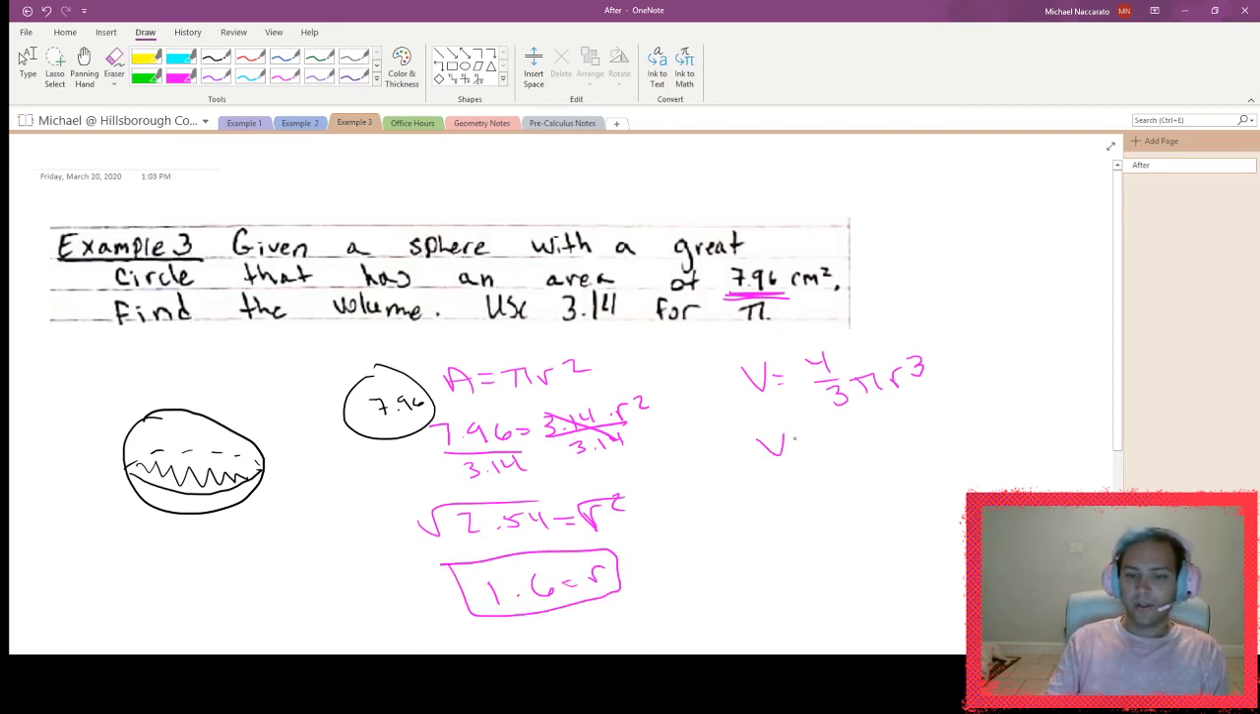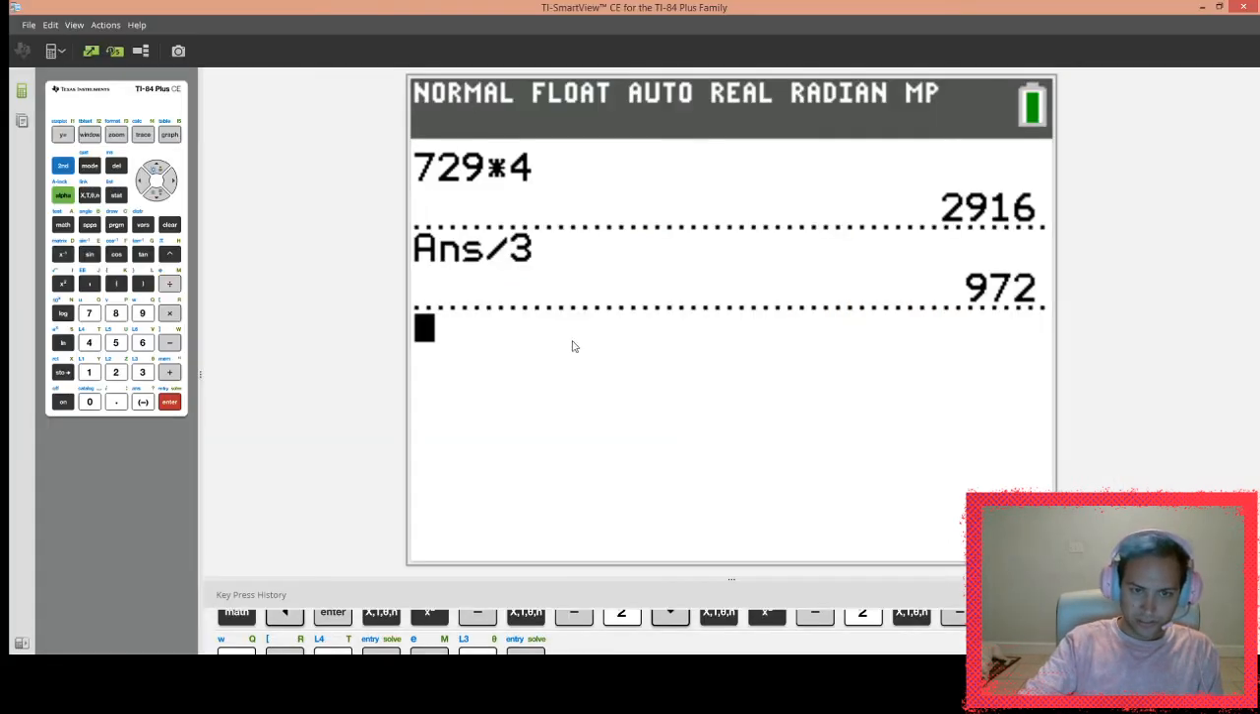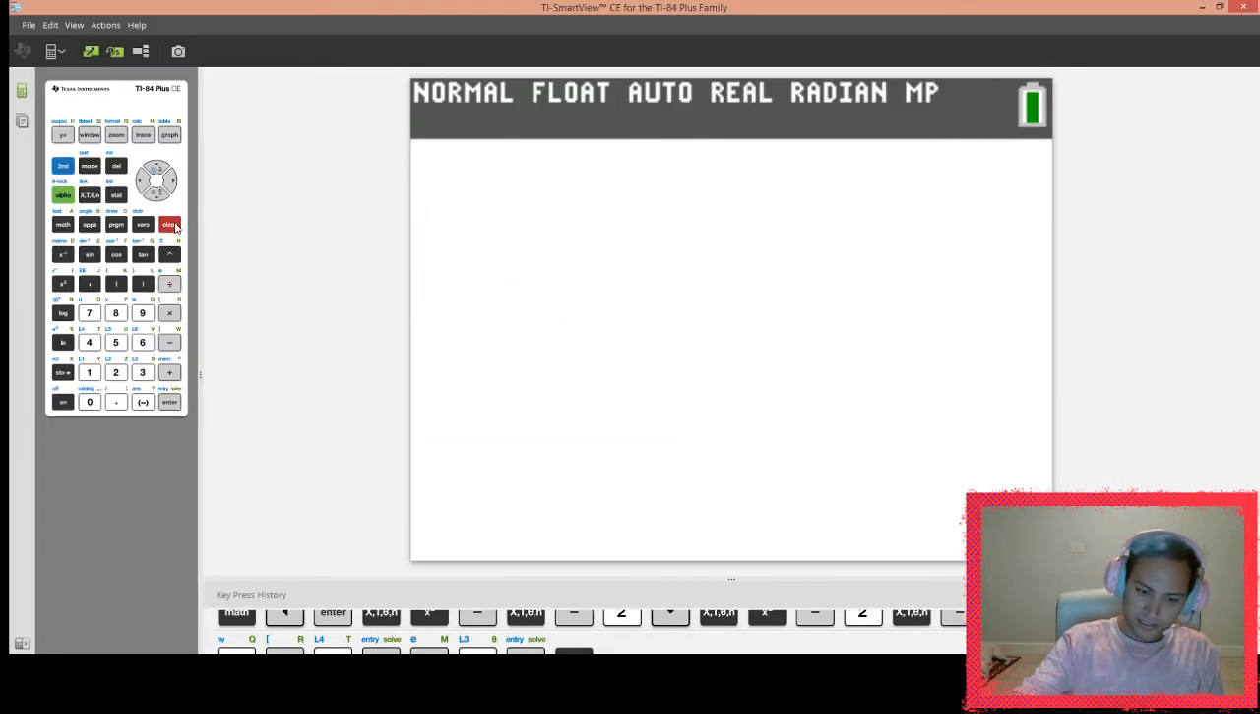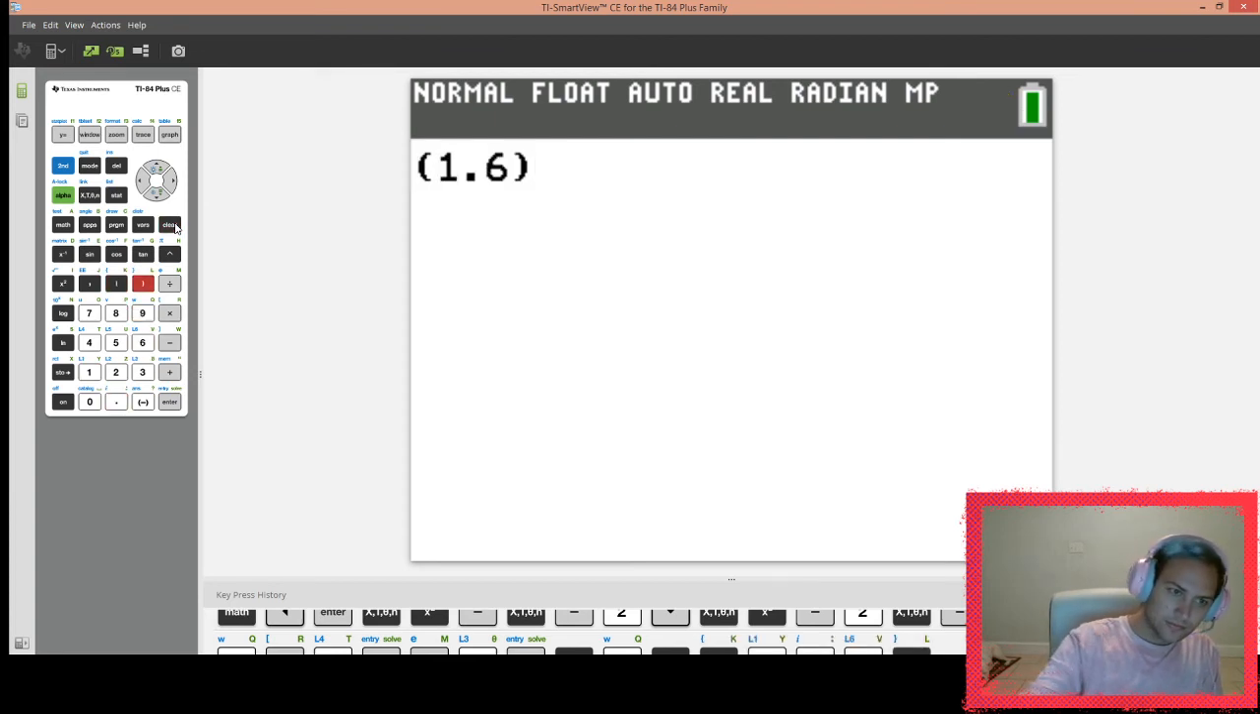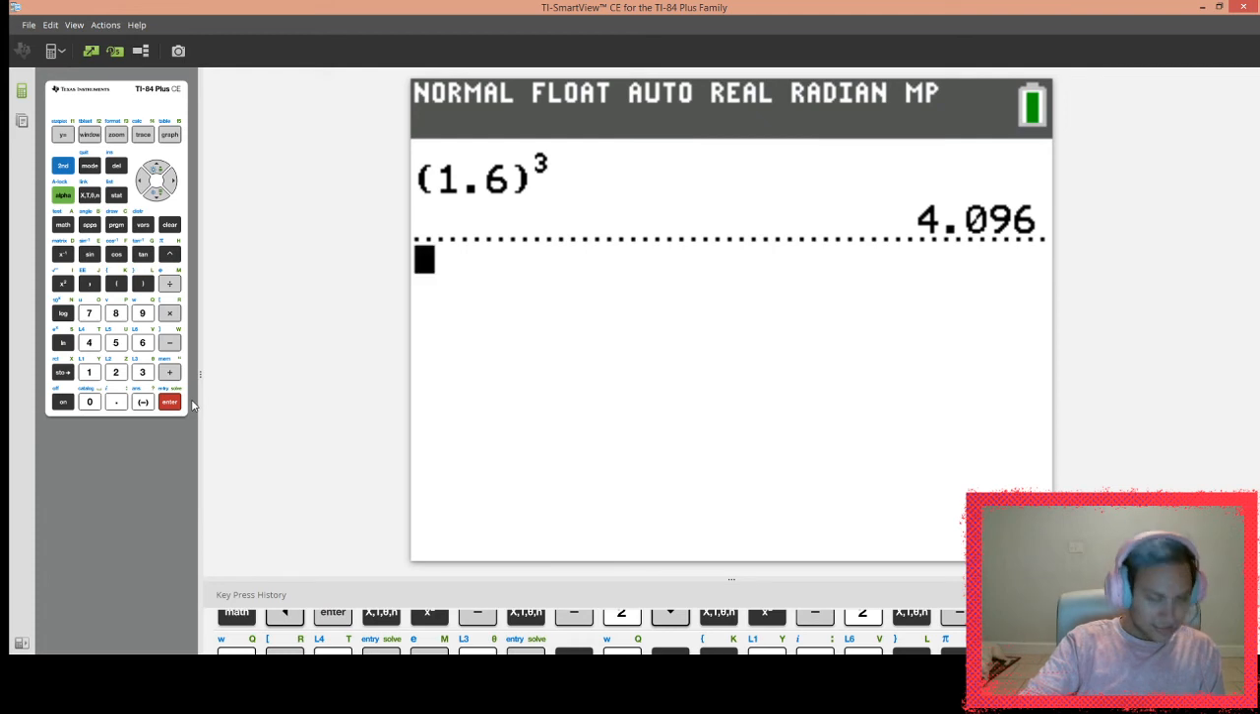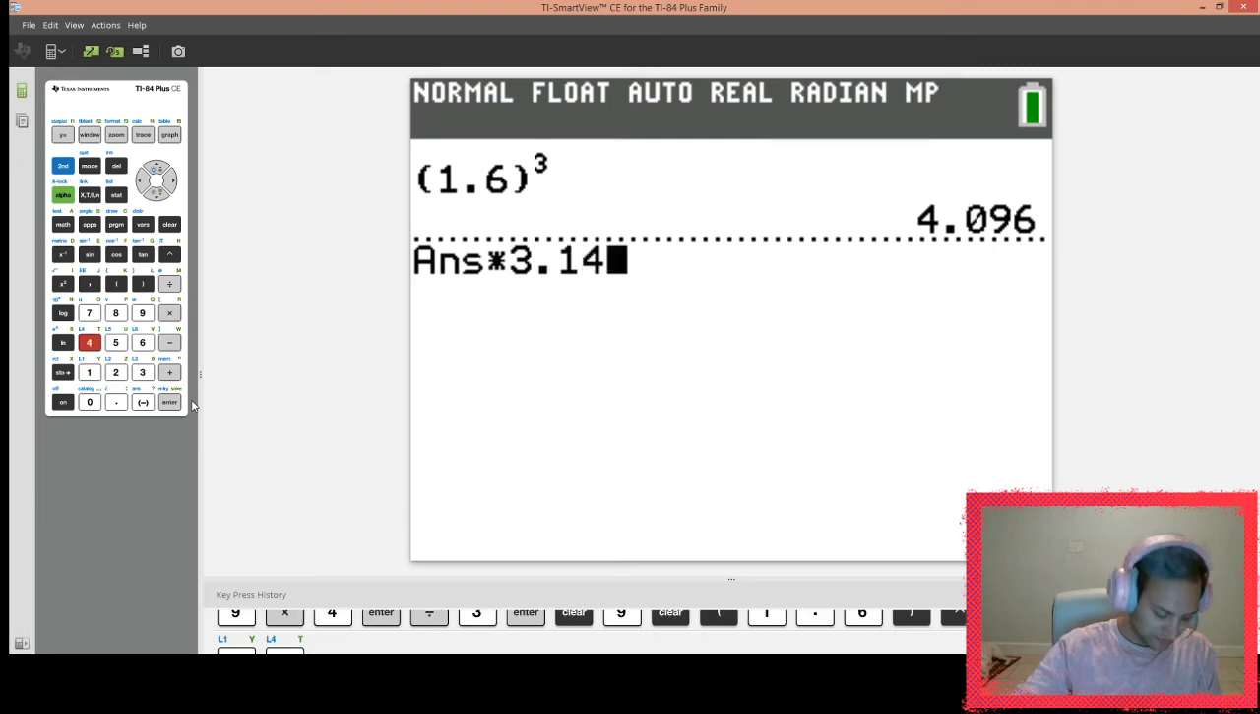I can come over here and plug that in. Volume equals 4/3 pi 1.6 cubed. And let's go ahead and type that in a calculator. I'm actually going to just do it with you. I think that's probably a better option instead of me just guessing and screwing up. So 1.6 to the third power is going to give me 4.096, which I can then times by pi, but they told me to use 3.14 in this case.